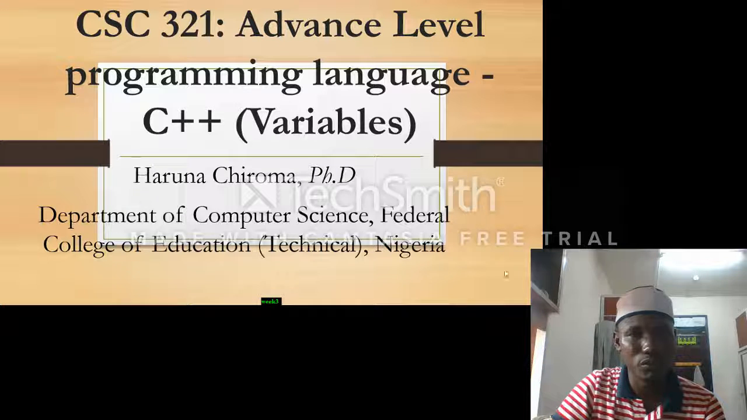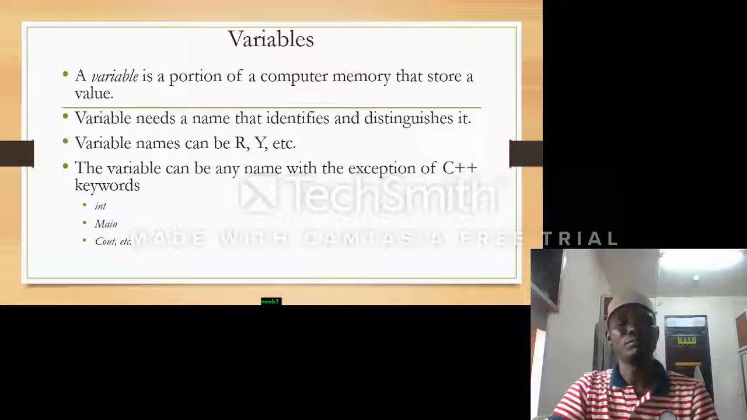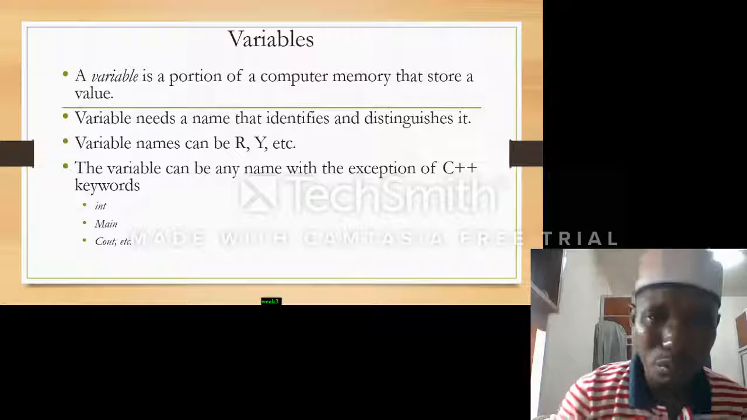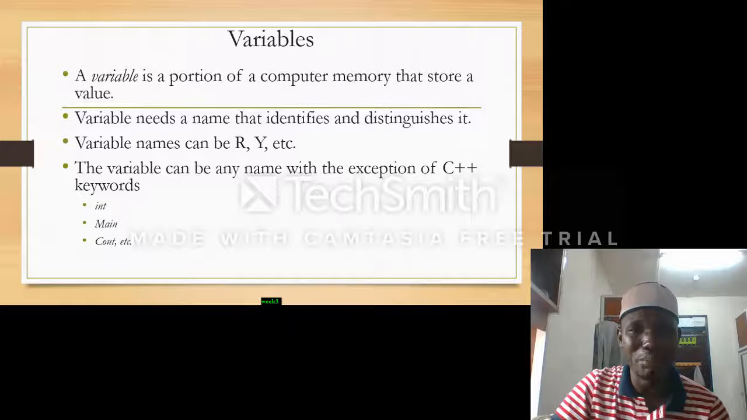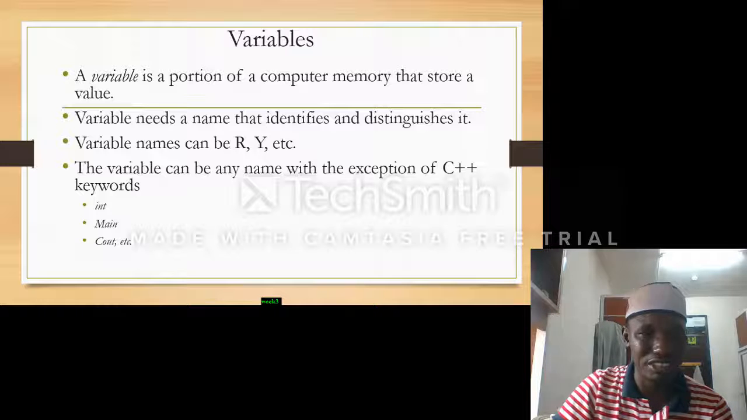What are these variables? How do you declare variables? What are the rules governing the use of variables and some other things related to variables, such as constants, strings, and other things. Okay, what is a variable? A variable is a portion of a computer memory that stores a value. A variable needs a name that identifies and distinguishes it.